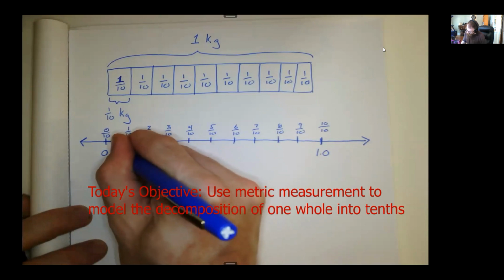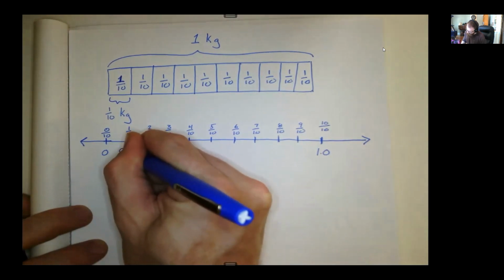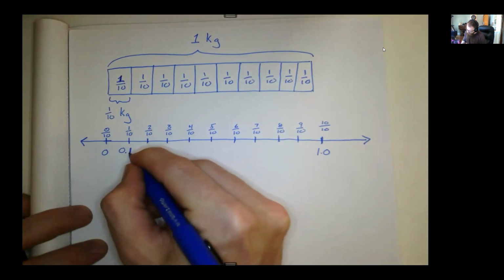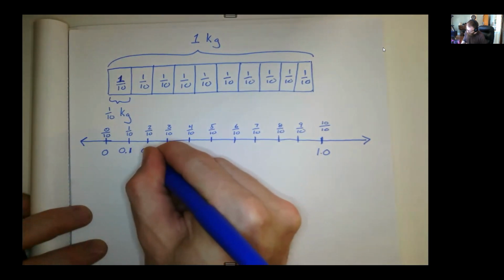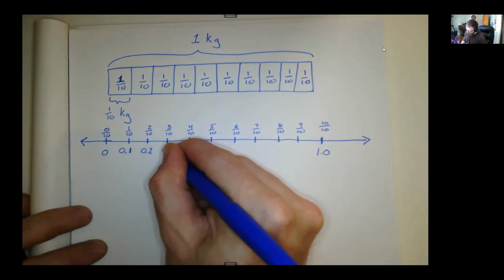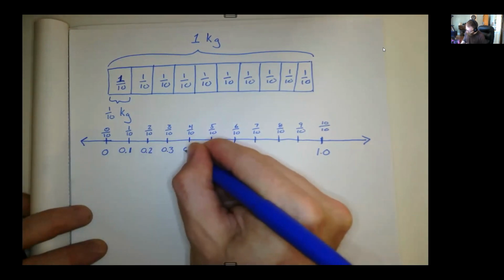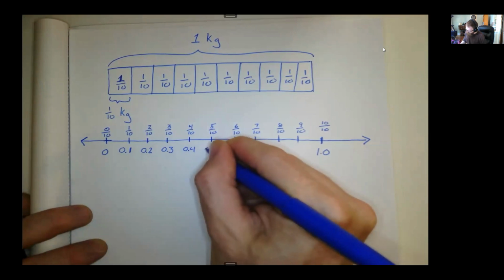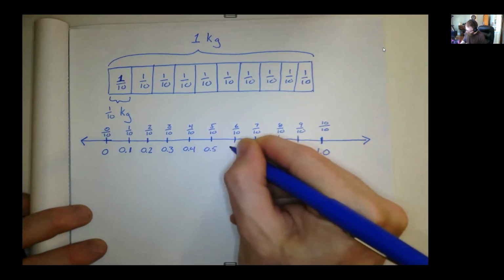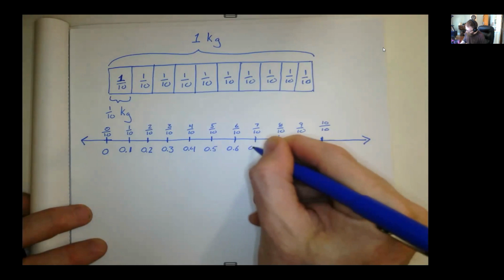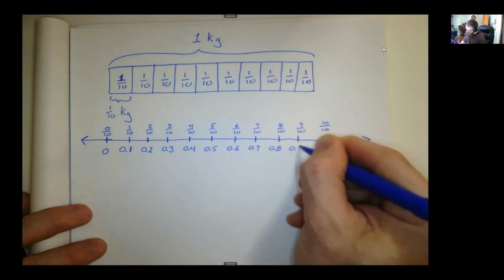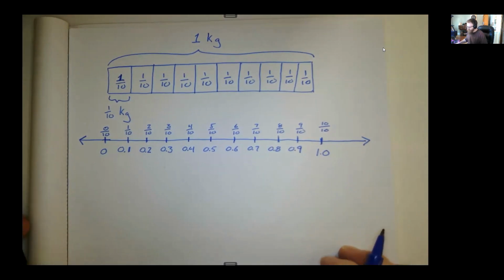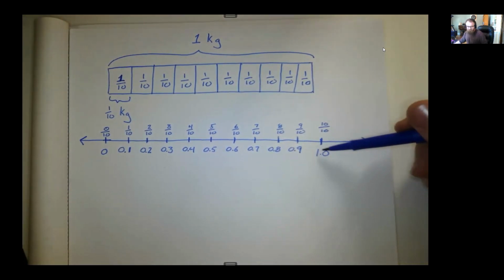Tenths are represented this way in decimals. 0.1 is 1 tenth, and that pattern continues. 0.2, 0.3, 0.4, 0.5, 0.6, until you reach 1.0.